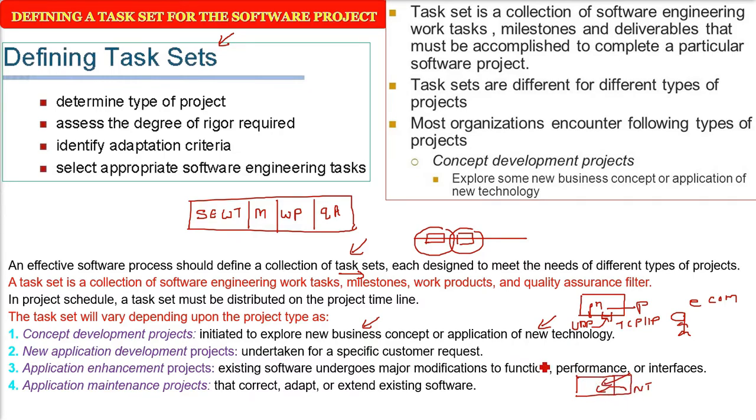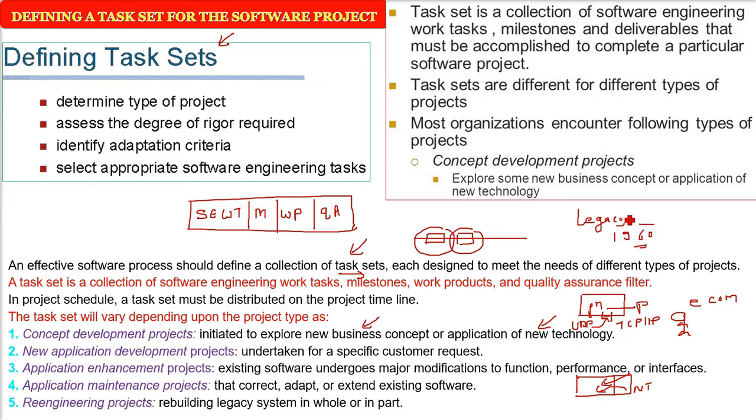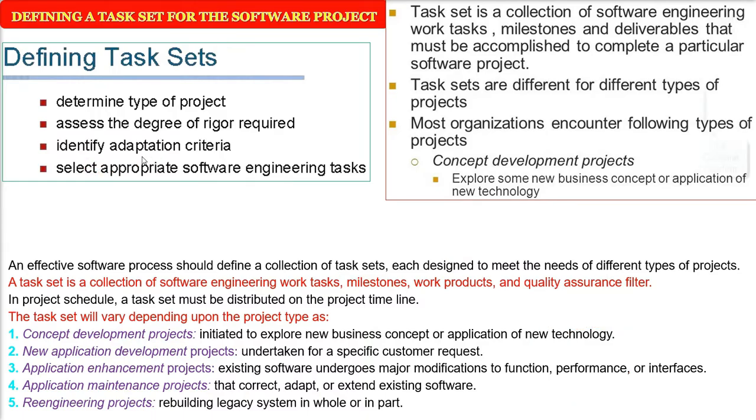Okay. Now this is the fourth one. Finally, the re-engineering projects. That is, there is already a software which is being used, called legacy software, from the 1960s, 1970s, like that. Now if you want to rebuild this system, as a part or as a whole, meaning completely, or some part has to be rebuilt.